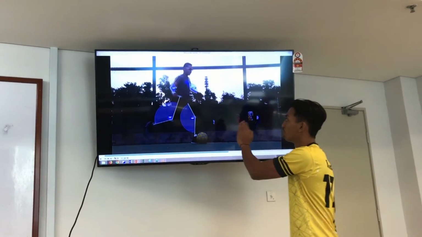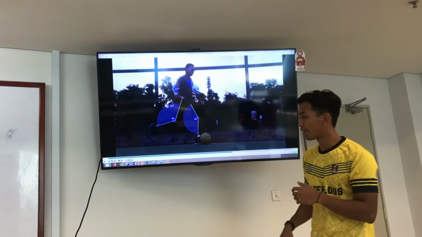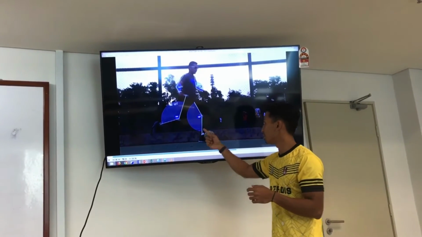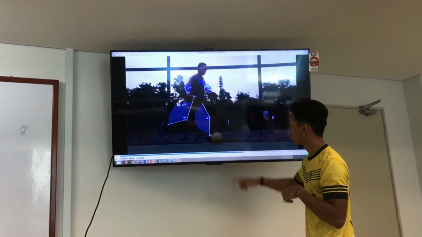In this case you can know that the player does not produce enough force because the angle of the leg is quite big, and also the standing leg, which is the left leg, we use for the standing side, for balance also.